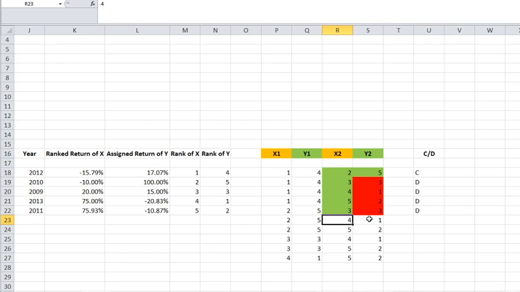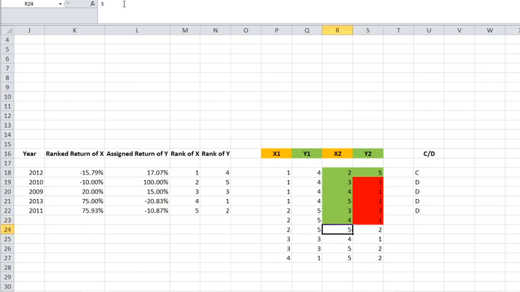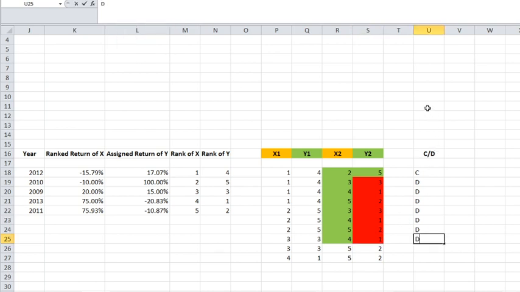4 is bigger than 2. 1 is less than 5. So that's another discordant pair. Let me color code these numbers. 5 is greater than 2. 2 is less than 5. Another discordant. So this one is discordant. This one is discordant. 4 is greater than 3. 1 is less than 3. That's another discordant pair. 5 is greater than 3. 2 is smaller than 3. That's another discordant pair. A lot of discordant pairs here.